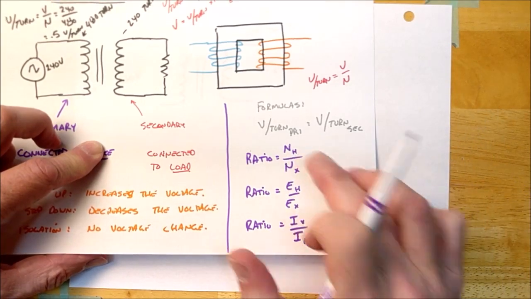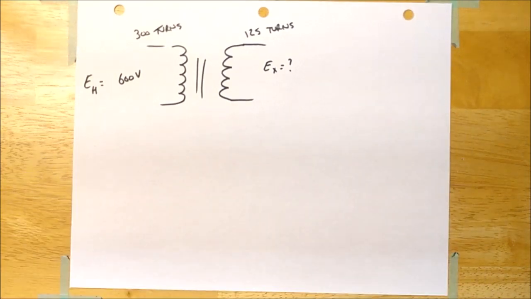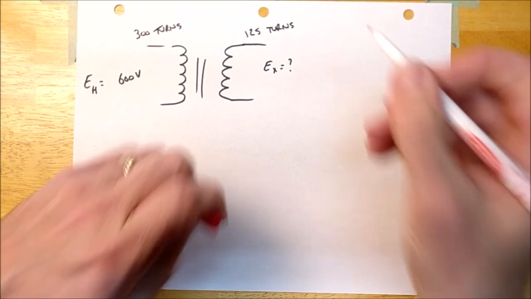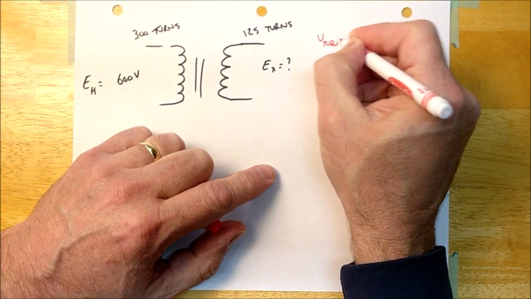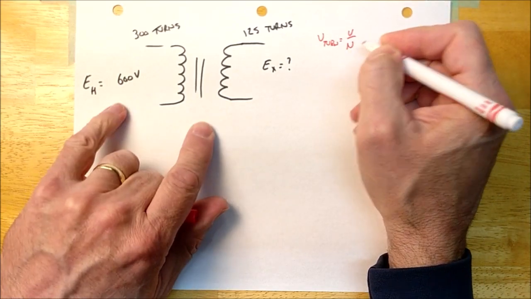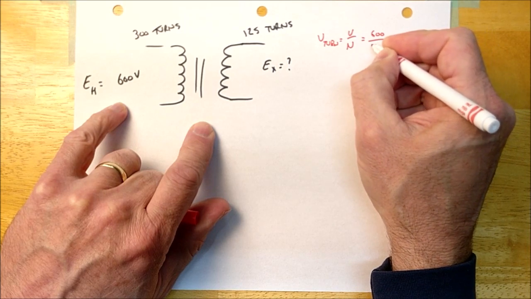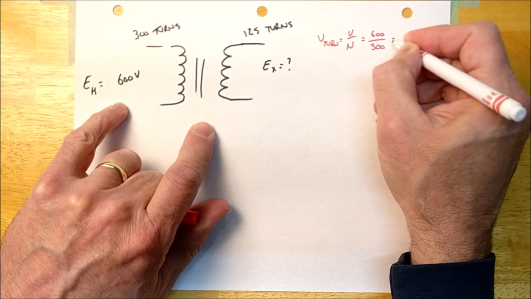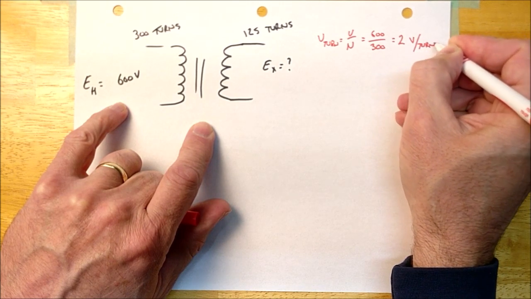And so let's do it the old-fashioned way here for a second. We'll calculate the volts per turn on the primary side, guys. And the volts per turn on this primary side is going to be the voltage on the primary side over the number of turns on the primary side. Looks like it's 600 over 300, guys. And so it looks like it's going to be 2 volts per turn. Okay, guys?